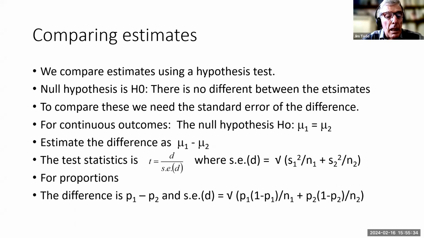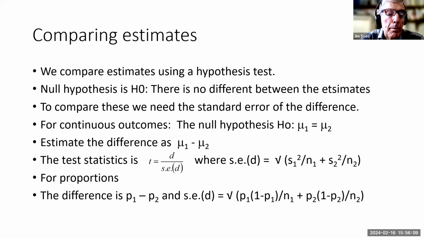And standard errors of our differences depend upon the outcome that we're looking at. If we have a continuous outcome, let's say a mental health score from a particular tool, then we might compare the mean in one group with the mean in the other group to see whether they have different mental health scores. The difference is the difference between the two, and the test statistic is the difference divided by the standard error of the difference.